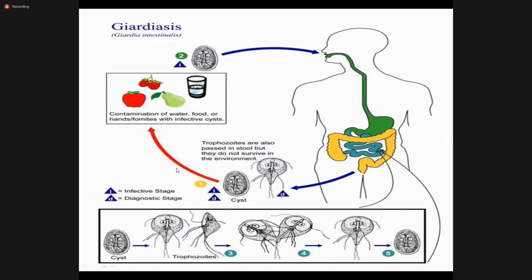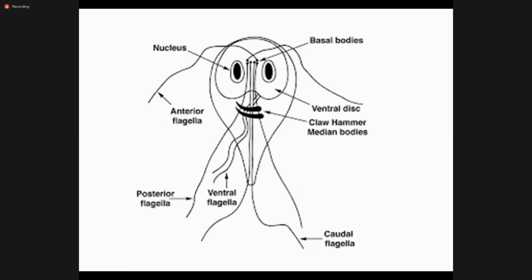So the very important thing is that Giardia causes malabsorption of proteins and fats. It is not invasive. Remember that Entamoeba histolytica is invasive, whereas Giardia is not invasive in nature. It causes malabsorption of protein and fats. That is very, very important. And this is found worldwide.